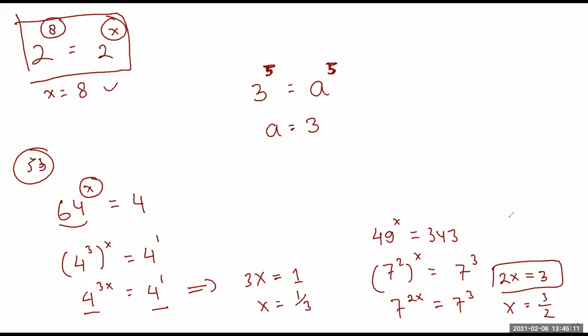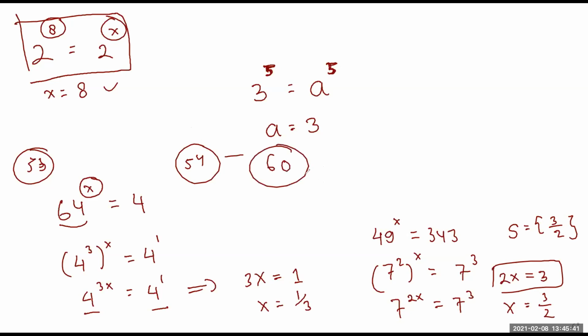Don't forget, since we are finding all possible answers for x, we need the solution set, right? We try to find all possible values to replace x to make that statement true. Therefore, we are finding the solution set. So for number 54 until 60, since you are finding all possible values for your x, you have to use the solution set. But how to solve it? Use this technique.